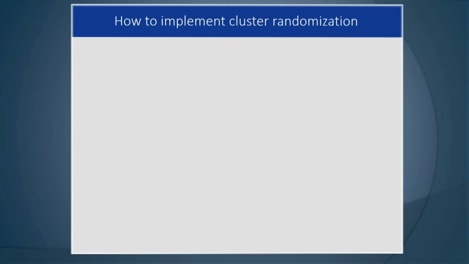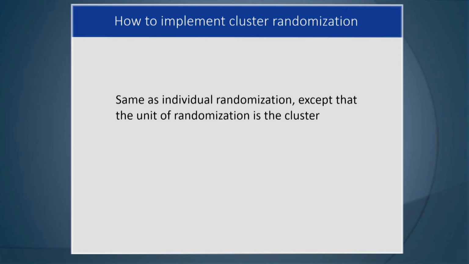So how to implement cluster randomization? It's basically the same as individual randomization, except that the unit of randomization is the cluster. So all the methods we talked about with individual randomization can apply to cluster randomization. The only difference is there's a matching of clusters before randomization. So let's say, for example, we're going to randomize hospitals. A hospital is the cluster, and we have a list of hospitals that agree to participate in this trial. Those hospitals are going to be randomized.